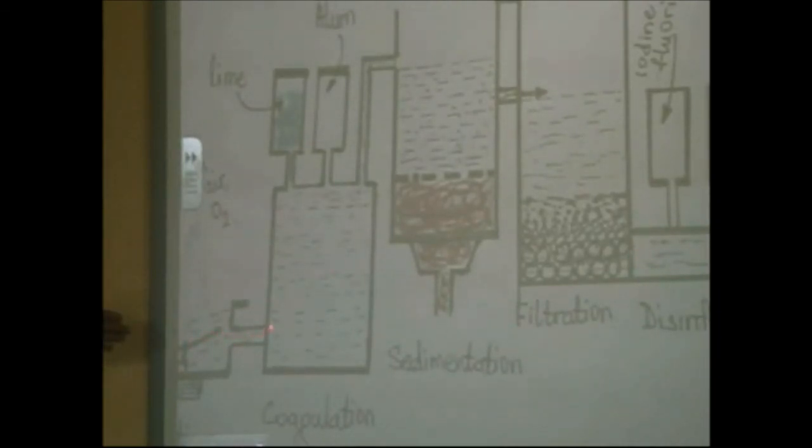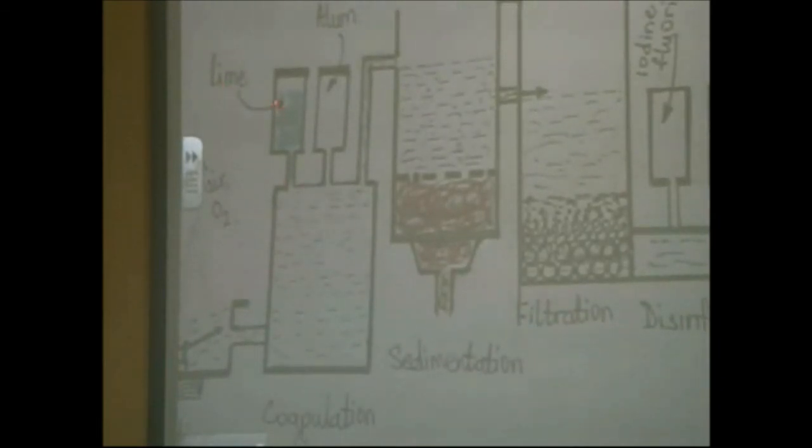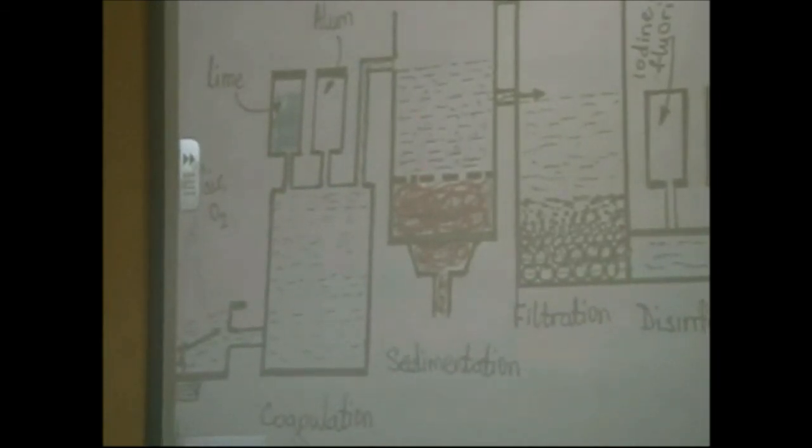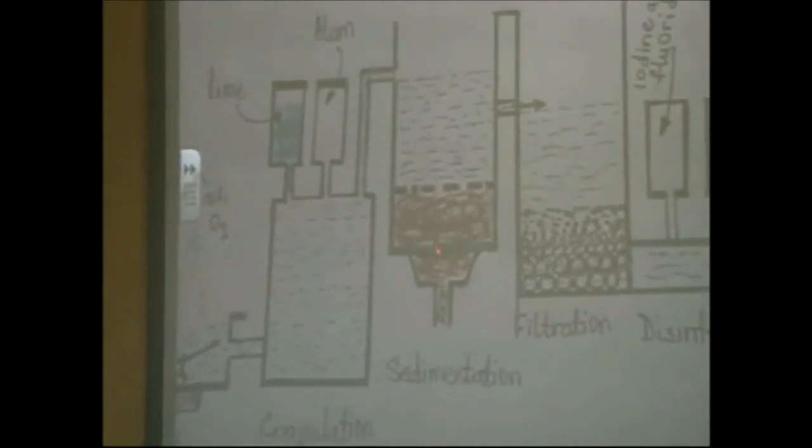The water is now pumped into a coagulation section as a chamber. From that, you add alum. Alum will coagulate it. Then at the same point, you also add lime. The function of lime is to regulate the pH. Then you pump the water into another tank, known as the sedimentation tank. These brownish substances are the sediments that have been removed by the alum.